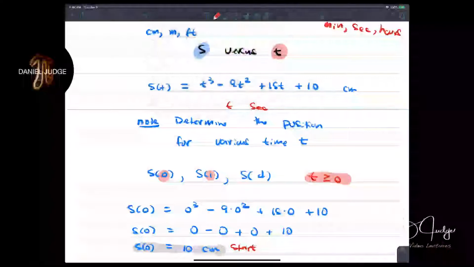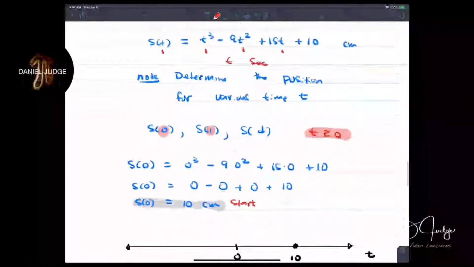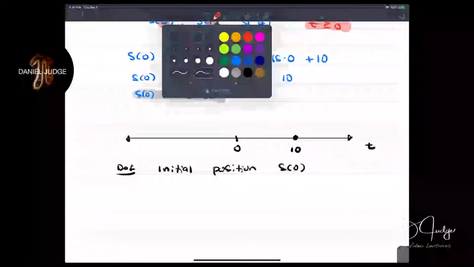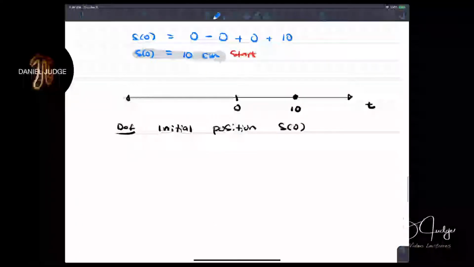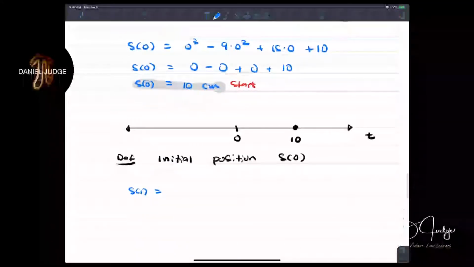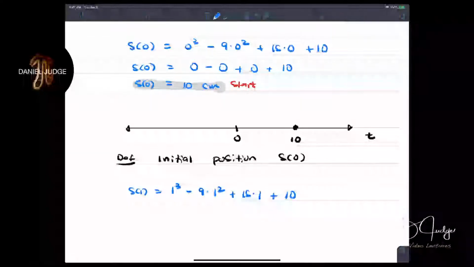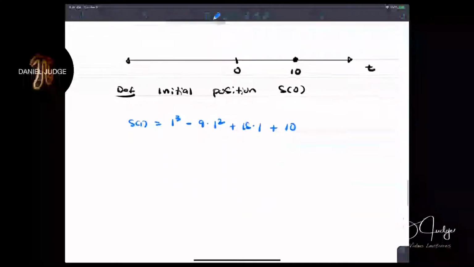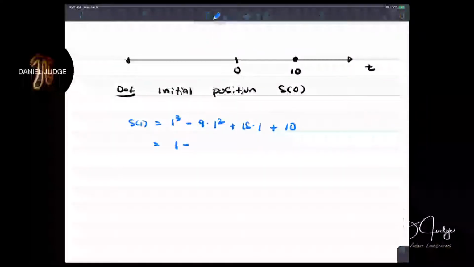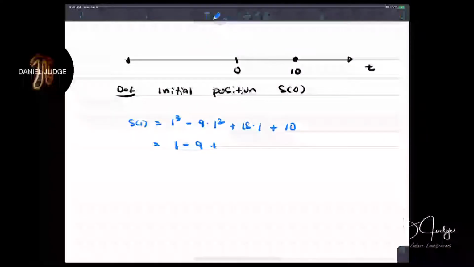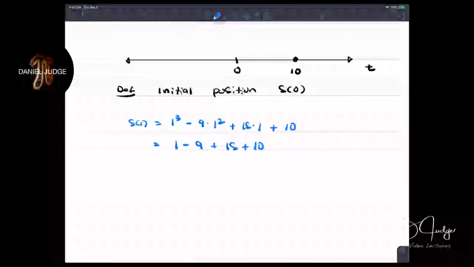Plug in the value 1. So S of 1, the position at time 1, becomes 1 cubed minus 9 times 1 squared plus 15 times 1 plus 10. So this gives us 1 minus 9 plus 15 plus 10, doing some arithmetic.